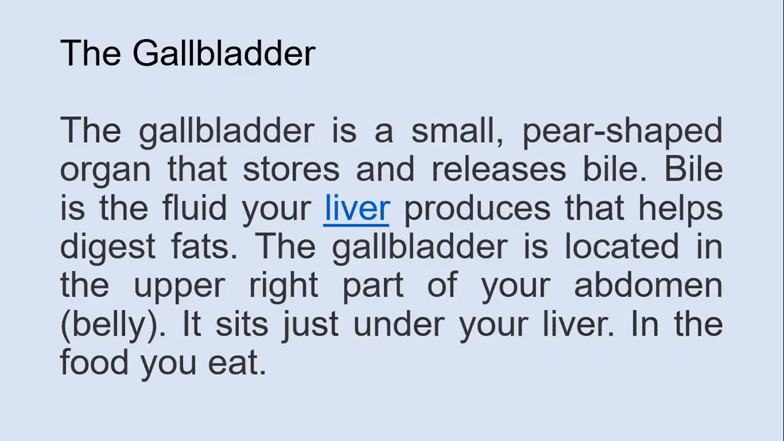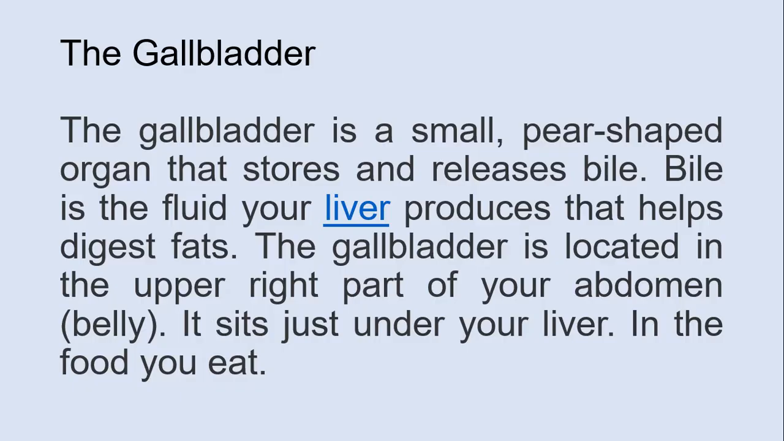Next is the gallbladder. The gallbladder is a small pear-shaped organ that stores and releases bile. Bile is the fluid that your liver produces that helps digest fats. So this bile is the one that helps you get rid of your fats so that they may be digested and will not be stored in your liver. The gallbladder is located in the upper right part of your abdomen or belly. It sits just under your liver. So if you want to take good care of your gallbladder and of your liver, avoid eating too much fatty food and too much salty food.